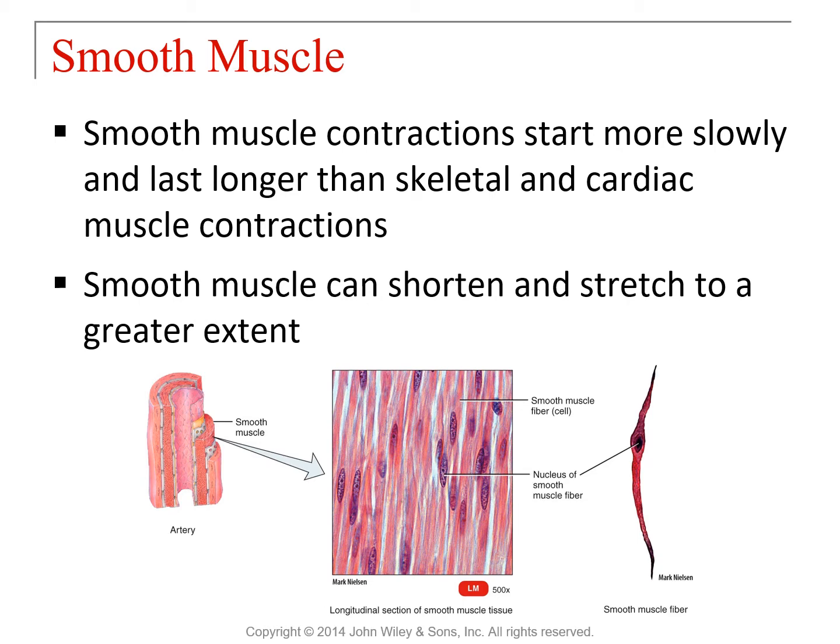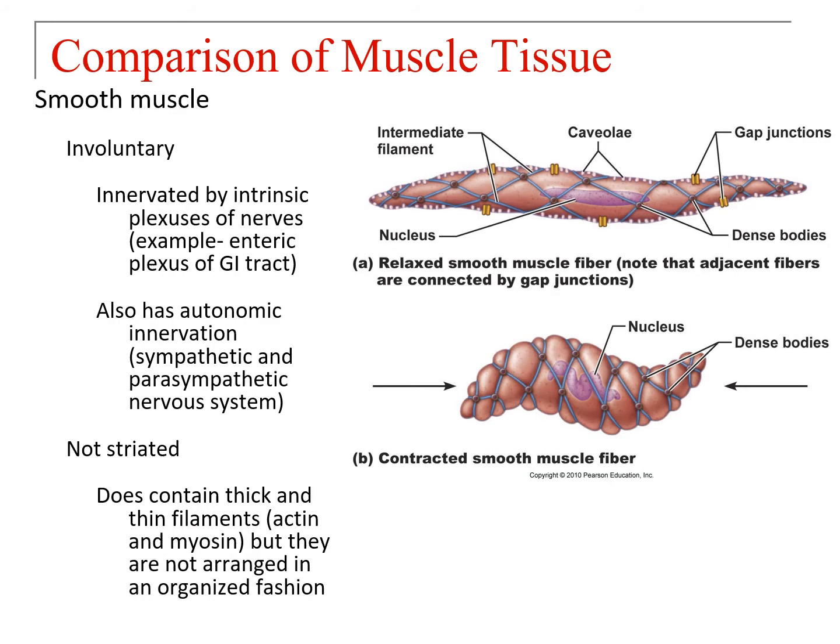And one thing to say is that smooth muscle contractions start more slowly and last longer than skeletal and cardiac muscle contractions. There's basically a different mechanism for contraction here. Additionally, smooth muscle can shorten and stretch to a greater extent. And this doesn't have as much to do with the way that it contracts as it has to do with the arrangement of actin and myosin on it. And we'll get into that in just a minute as well.